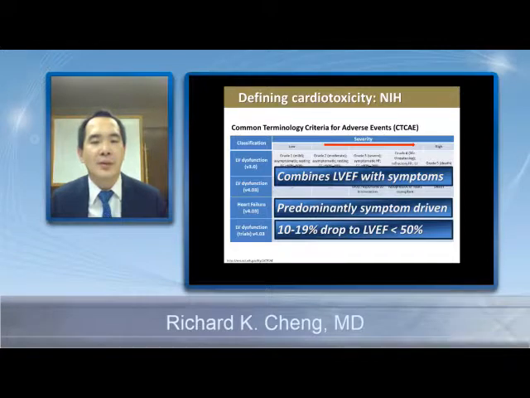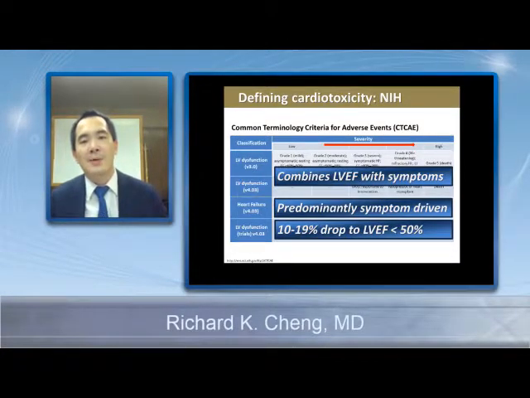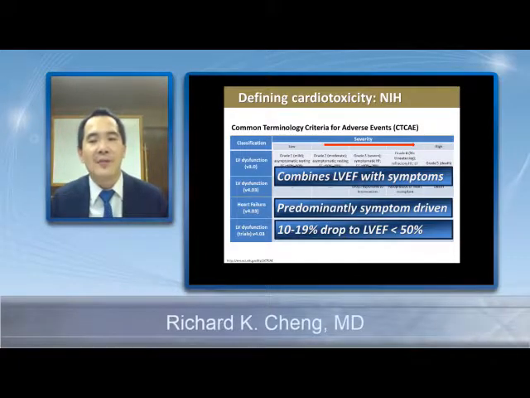In terms of clinical trials, this requires a drop in the ejection fraction of 10 to 19% to an EF of less than 50%. So this cutoff is a little bit different than the one that we described earlier. Earlier it was about 55%. The NIH likes to cut off at 50%.